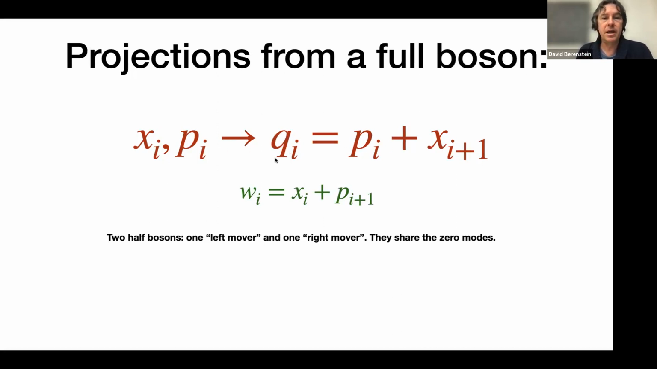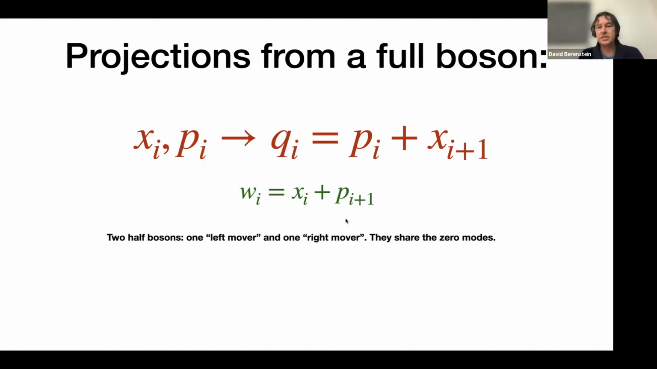That would be Q. And then there's a dual set, another half boson that I can build where I exchange X and P. You can check that the Poisson brackets of the Q's coincide with what I showed you before, and the Poisson brackets of the W's are the Poisson brackets of a right mover. So if I start with a full boson, I have two half bosons, one left mover and one right mover. But the original Poisson structure of the X's and P's was non-degenerate, whereas the Poisson structure of the Q's and the W's is degenerate.